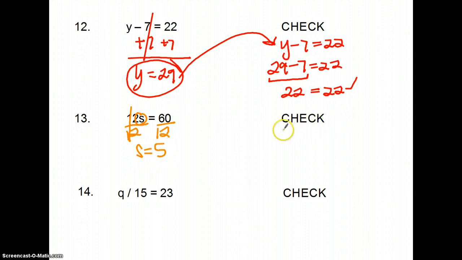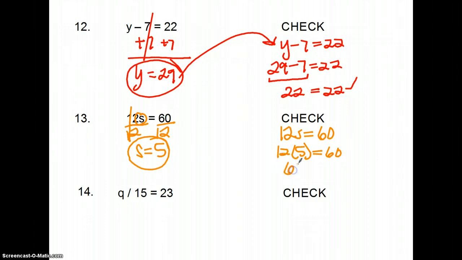Okay, I need to check my work. First step in my check, write the original problem. Second step in my check, plug in 5. 12 times 5 equals 60. Then you really check to see if 12 times 5 is 60. It is, and so you are correct.